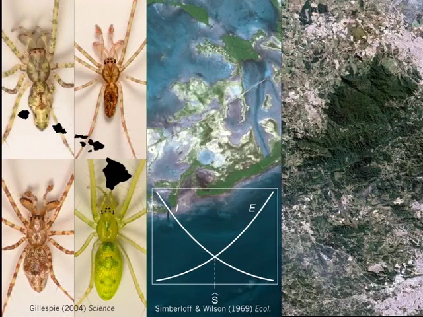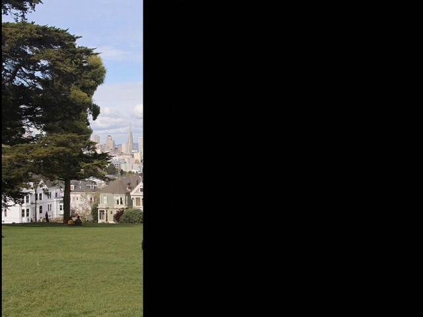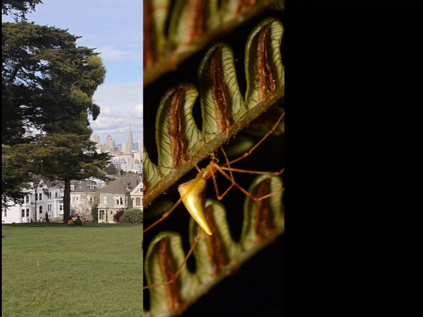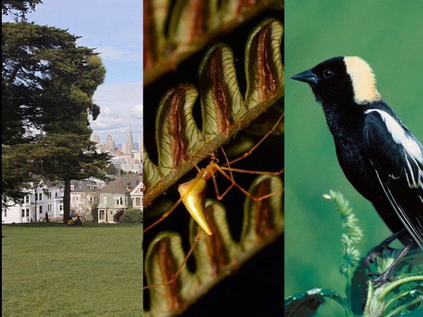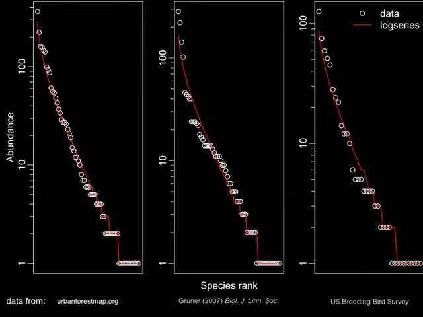Despite this plethora of assembly routes and processes that are relevant, there's actually striking emergent similarity between lots of different systems. As a case in point, I'm going to go a little nuts and really quickly look at plants in San Francisco, planted plants, ornamentals, native predatory arthropods in Hawaii, and birds in the Midwest, and they all show this same pattern of the species abundance distribution.